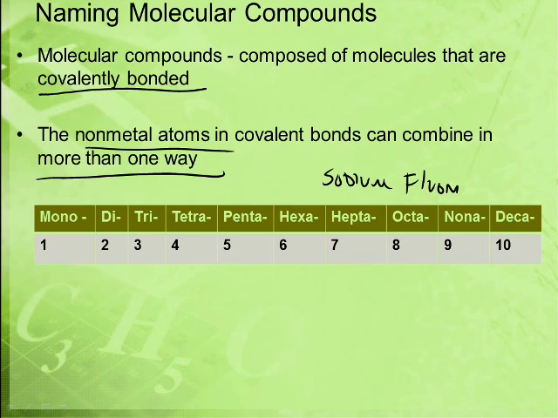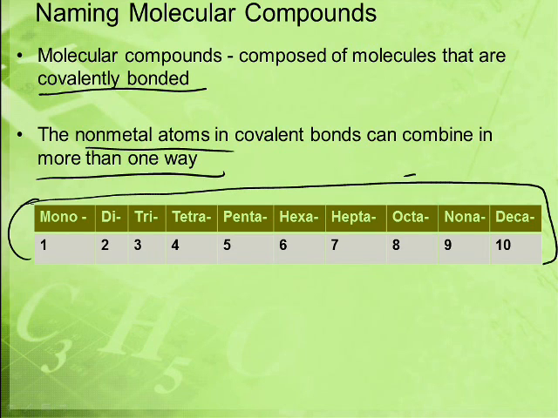When we're talking about ionic bonds, sodium chloride, for instance, is just one thing. It can only be NaCl. Whereas nitrogen and oxygen can combine in a myriad of ways. It's not just NO. It can be NO, NO2, N2O, N2O3. So with covalently bonded molecules, we need to use prefixes. So it's important that we know these prefixes.